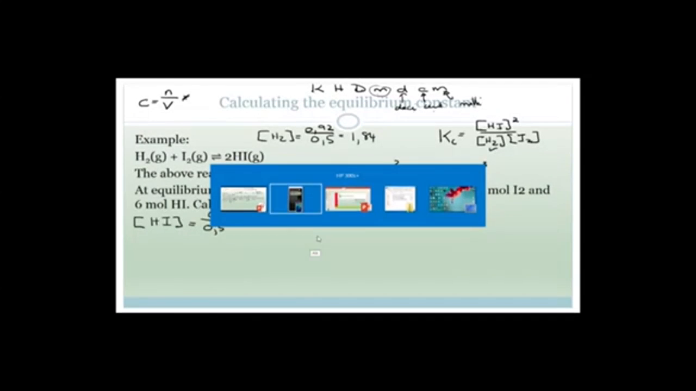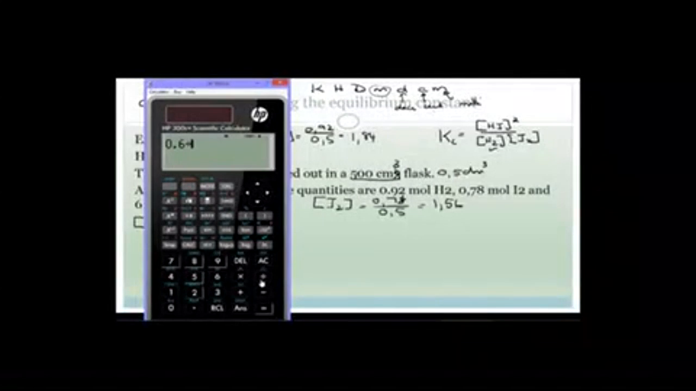And then finally, hydrogen iodide, they've told us it's 6 moles. So the concentration of hydrogen iodide is going to be 6 divided by 0.5, which should be 12. I'm just going to check that because I'm having a blind day. Let's try again. 6 divided by 0.5 equals 12.